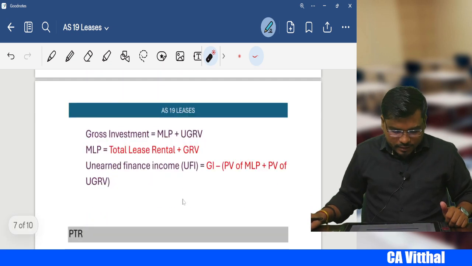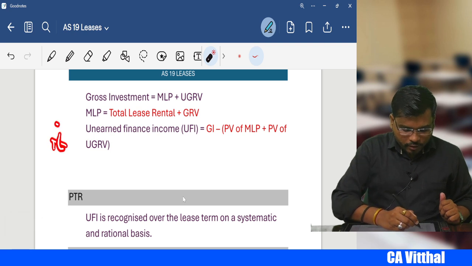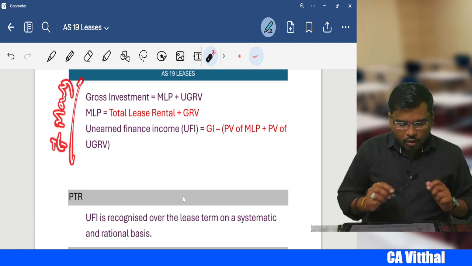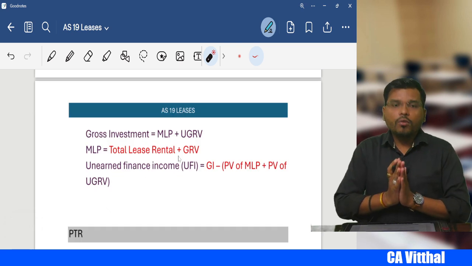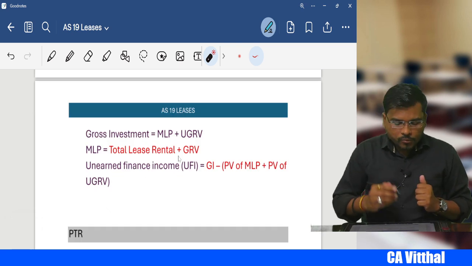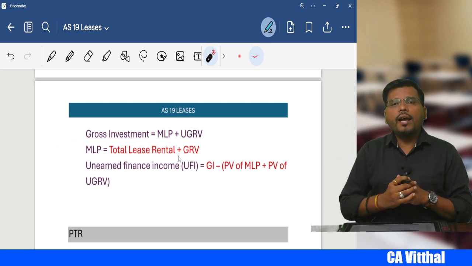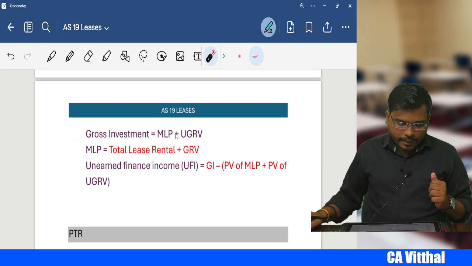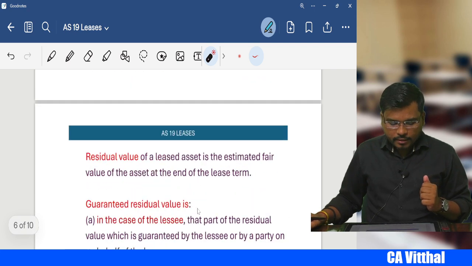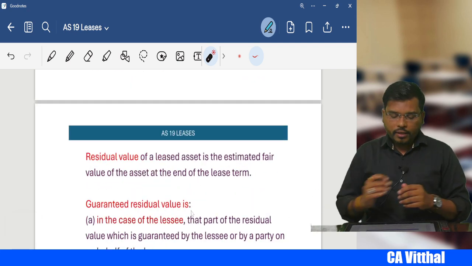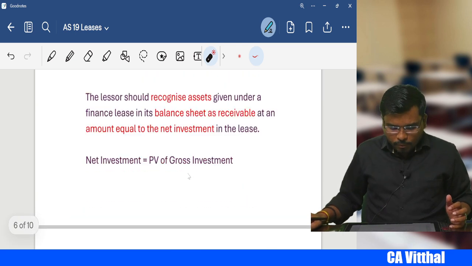So in the exam you may get one question from this for 7 marks. You must solve one question from this. In the most important questions I have given one question on calculation of unearned finance income and net investment in the books of lessor, and in the books of lessee also I have given one question to you, my dear students. I hope you understood.